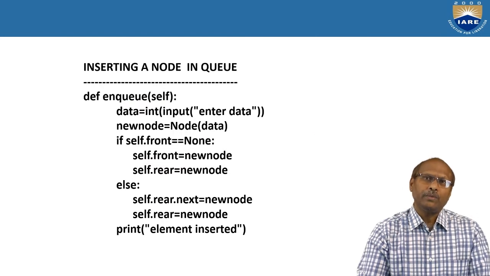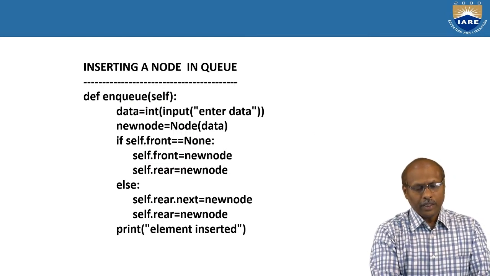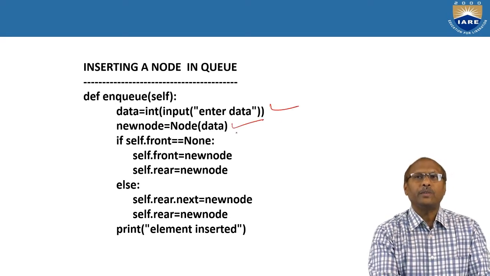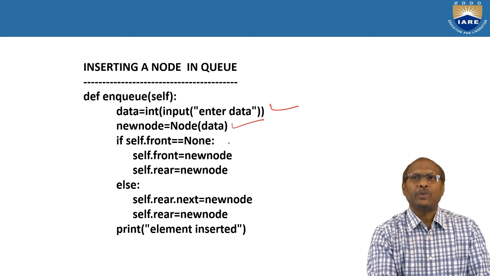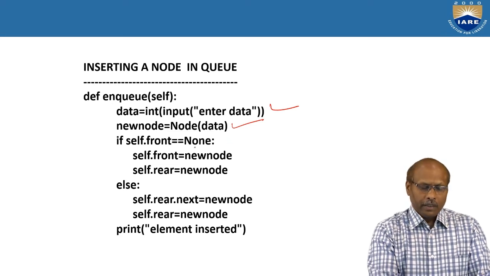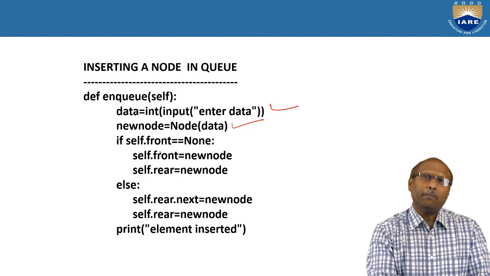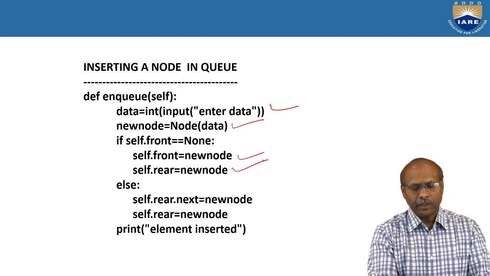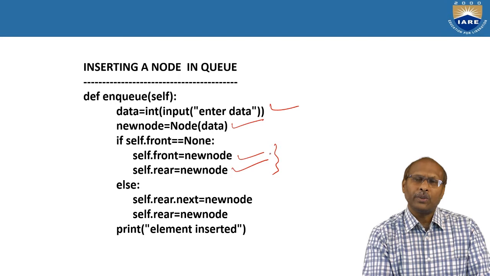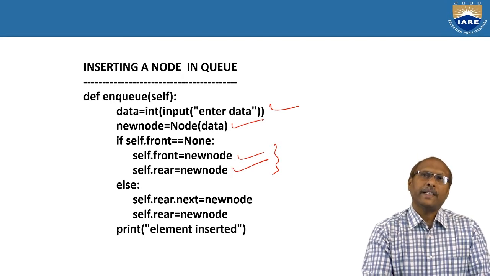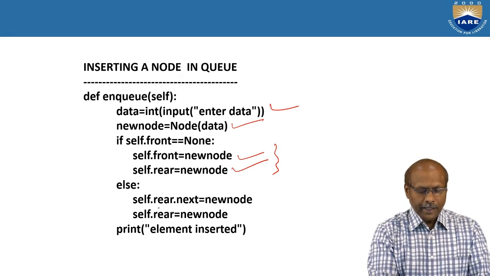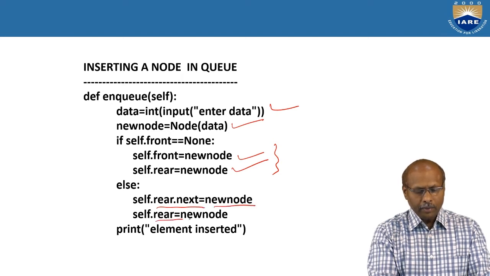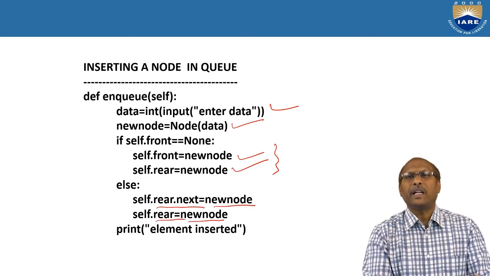While inserting a node, please observe how to write a program for this. Read the data first and get the new node. That means you are passing the data to the node. Then check whether it is the first time or not. If self.front is none, it means front is pointing to nowhere. It's the first time. So self.front is the new node and self.rear is the new node. That means the first time, the first node is rear as well as front. Second time onwards, only rear will be changing. Rear.next is the new node and rear becomes the new node. So the front will not change.